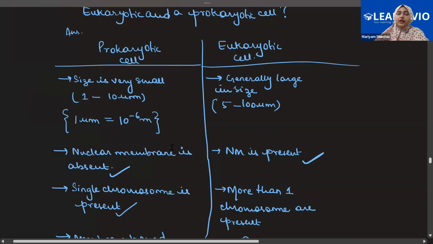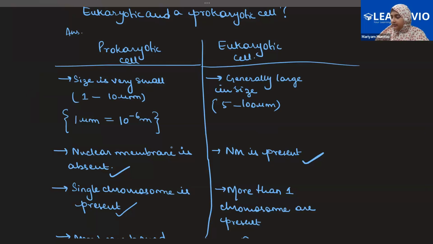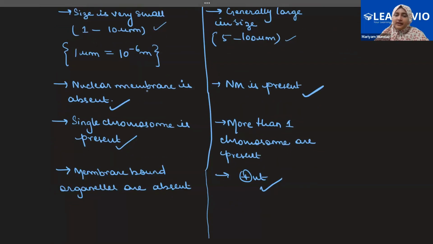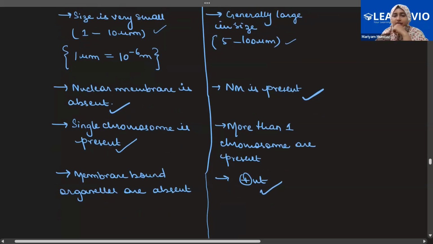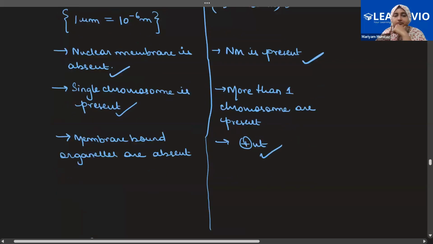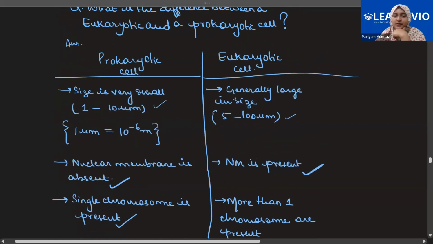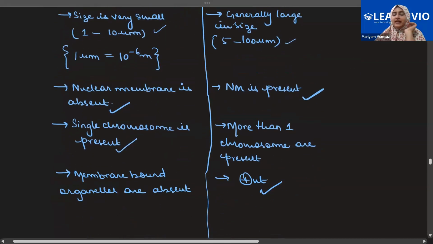Now, first of all, the prokaryotic cell as compared to the eukaryotic cells, they are very small in size. Eukaryotic ones are generally larger in size. 1 to 10 micrometer is the size for prokaryotic cell, whereas 5 to 100 micrometer is for eukaryotic cell. The nuclear membrane is absent in prokaryotic cells and it is present in eukaryotic cells. Single chromosome is present and that chromosome is naked.